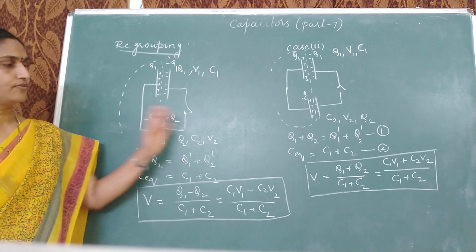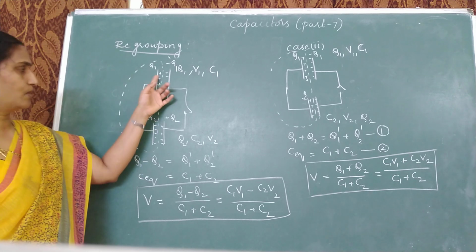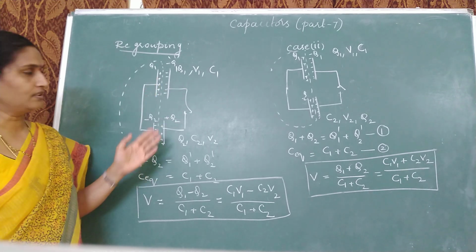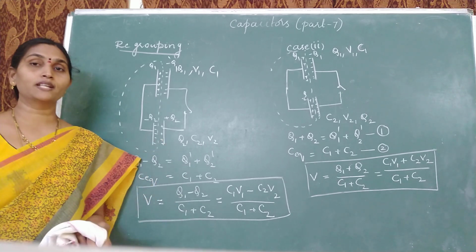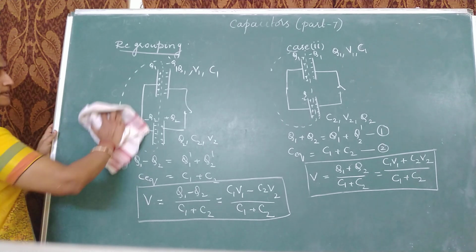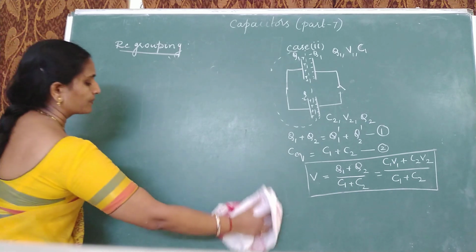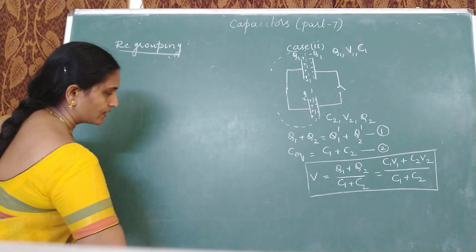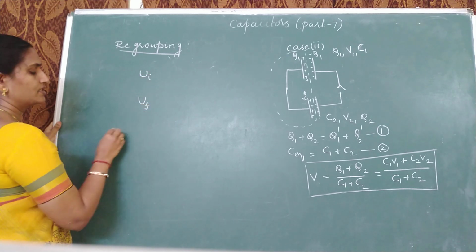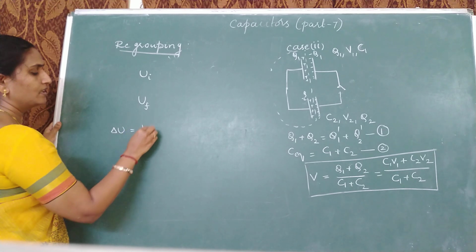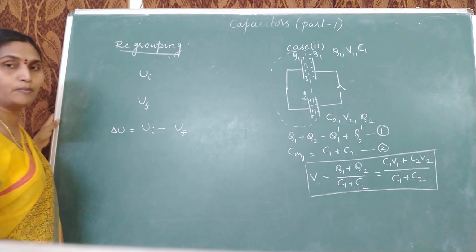So this is how you can find out the common potential when two capacitors are being joined, positive to positive or negative to negative, positive to negative and negative to positive. And now one more bit I have asked you. What is the energy lost in the whole process? During this regrouping, energy is lost in the form of heat. To get the energy lost, we should know the initial energy of the system and the final energy. So energy lost would be U initial minus U final. Initial energy will be more and final energy will be less.